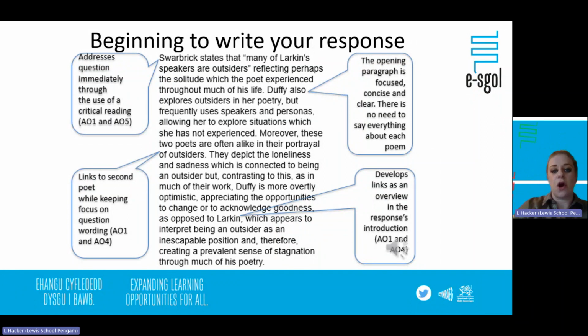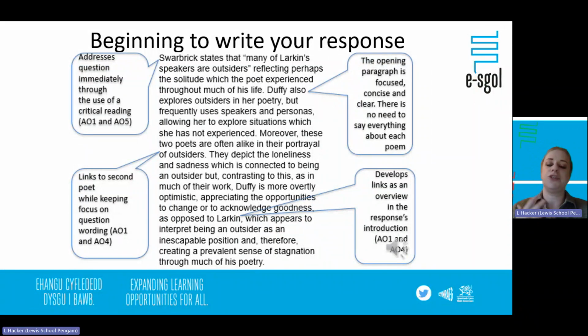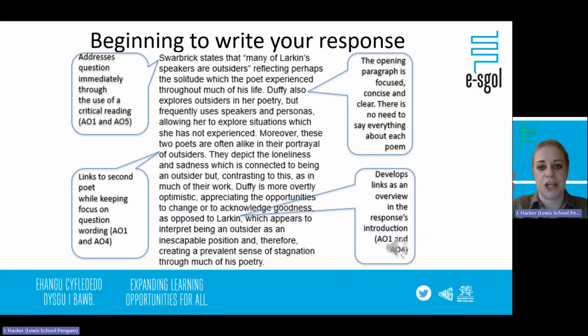So arguably, this is an opening paragraph. Now, your opening paragraph may not be as detailed as this, but please don't look at this and feel overwhelmed. Let's pick it apart now and see what exactly is being said. So this candidate has opened with an alternative critical interpretation. Swarbrick states that many of Larkin's speakers are outsiders. Now, equally as valid would be if the candidate had written, critics state that, or many critics believe that many of Larkin's speakers are outsiders, and that would gain equal amounts of marks to naming a particular critic, because it's AS level and you don't have to memorize those critical quotations.